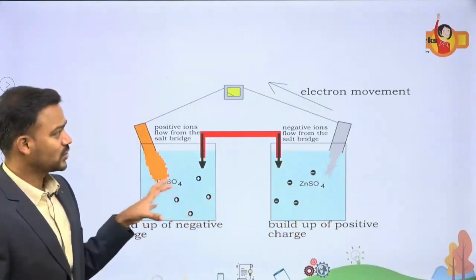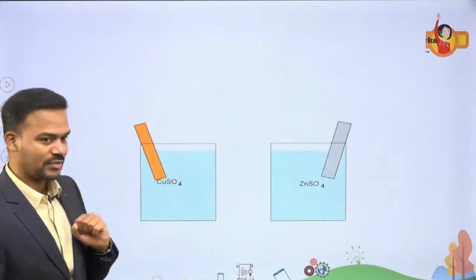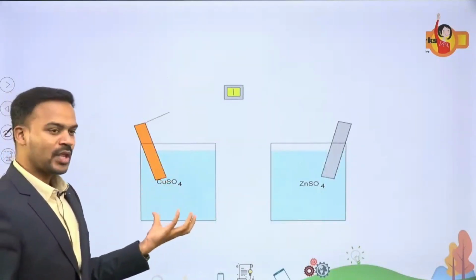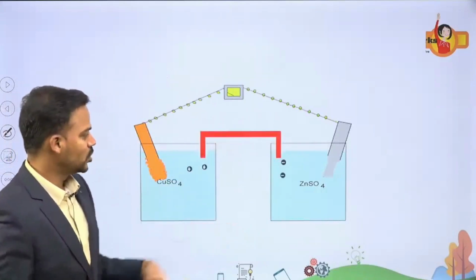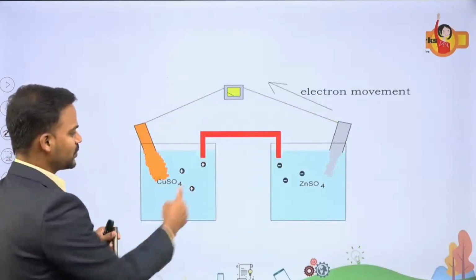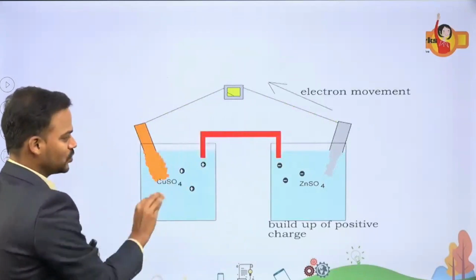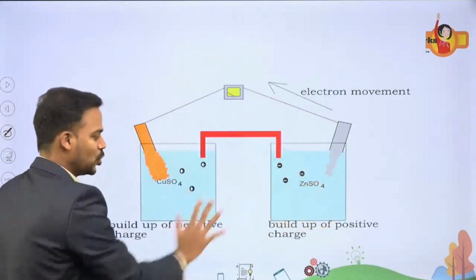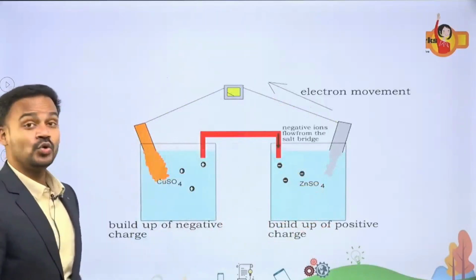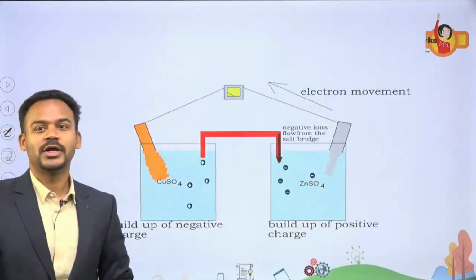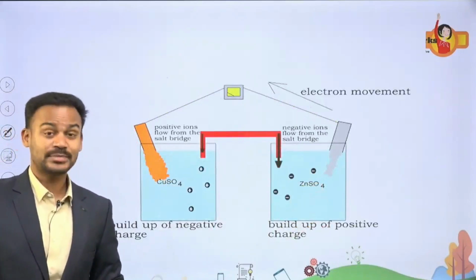So what happens? Because of this, the cell will stop working. So to avoid the accumulation of charges, we have put in the salt bridge. What the salt bridge will do is send the positive ions into this compartment and the negative ions into this one, and it will neutralize the effect. Are you getting this point? So this is the use of your salt bridge. I hope you are clear with this concept of salt bridge.